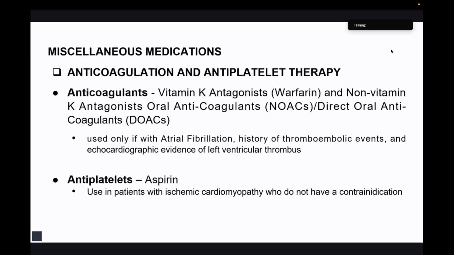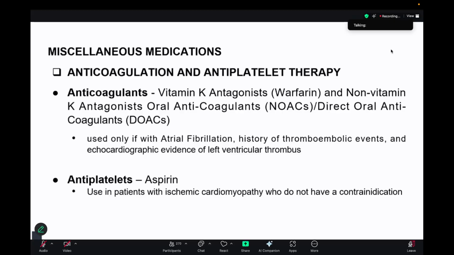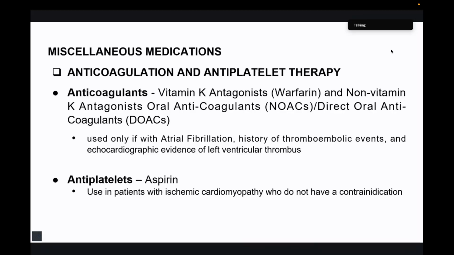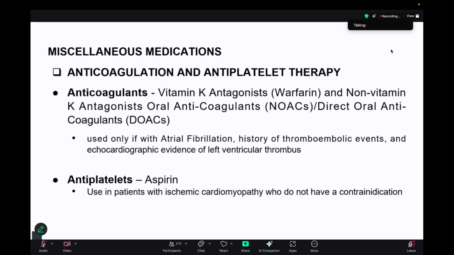We only use anticoagulation if the patient has atrial fibrillation in the presence of HFrEF, or there is a history of thromboembolic events, or there is echo evidence of the presence of a left ventricular thrombus formation. Antiplatelets such as aspirin or clopidogrel are usually used in HFrEF patients due to ischemic cardiomyopathy who do not have a contraindication for antiplatelet use.